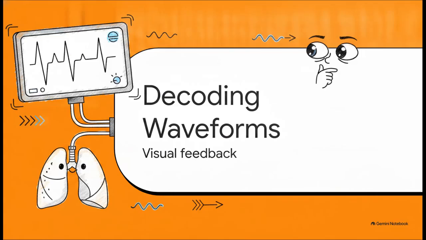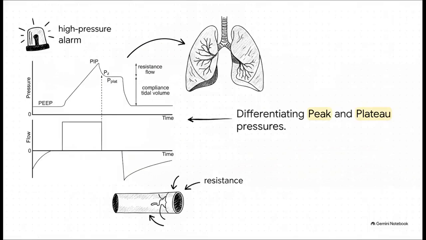Section 4. Decoding ventilator waveforms. Let's talk about the visual feedback the ventilator throws at you to ensure patient safety. Okay, the absolutely crucial thing here is telling the peak pressure apart from the plateau pressure. Listen, as a young doctor, an inspiratory hold is basically a superpower. It's one of the best diagnostic tools you have because it physically separates the tubes from the lung tissue. So when that high-pressure alarm starts screaming at you, your very first move, press the inspiratory hold button.